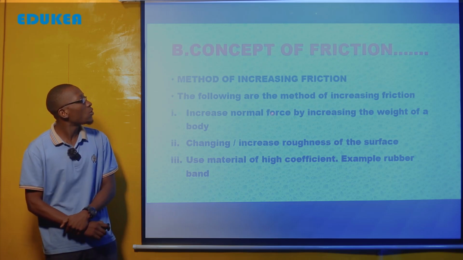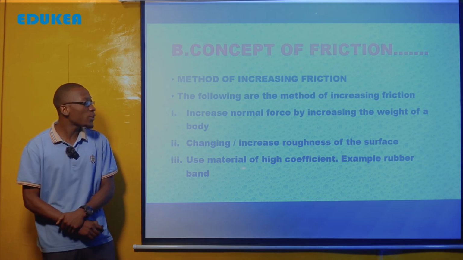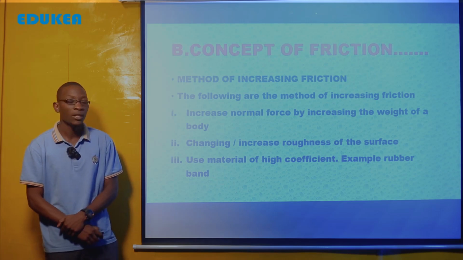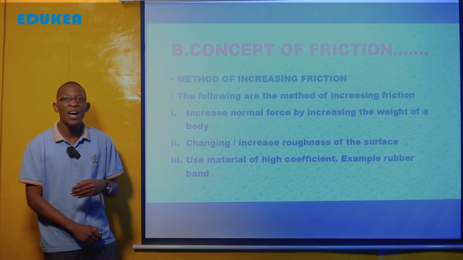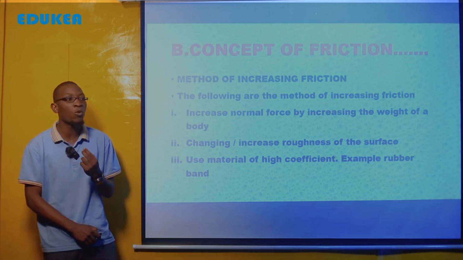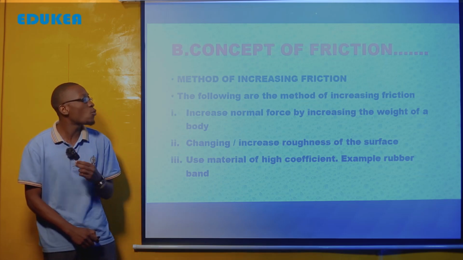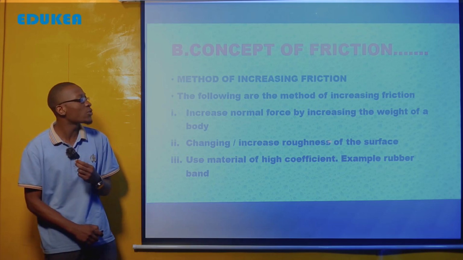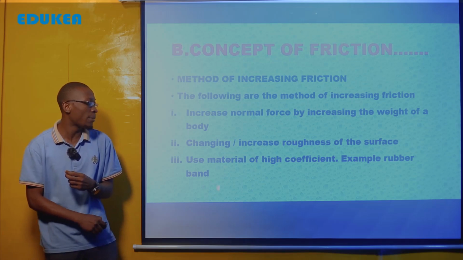Another method of increasing friction is the use of material of high coefficient. Once we use a material of high coefficient, for example rubber bands, tuna maana kwamba tunatumia yale material ambayo coefficient of friction yake ni kubwa, kwamba kiwango cha friction yake ni kikubwa. Kwa hiyo tutakapotumia material ambayo kiwango cha friction yake ni kikubwa, yanatusaidia kuongeza friction. Mfano wa hayo material ni rubber bands.